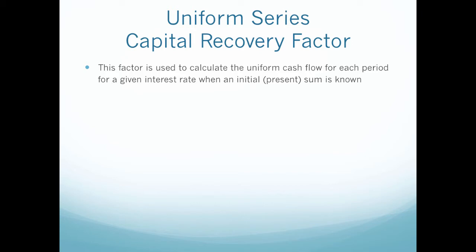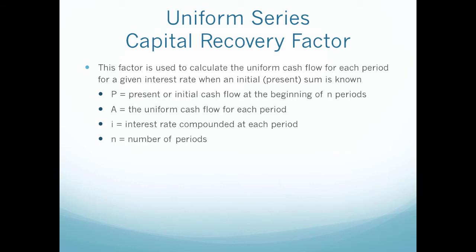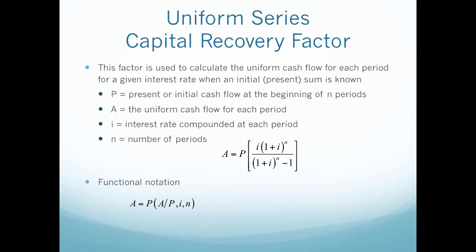What this one is, it's a factor that's used to calculate our uniform cash flow for each period given a present sum or an initial sum. So I have P being my present or my initial cash flow or my principal, and A is my uniform cash flow, I is my interest rate, and N is my number of periods. So this formula looks like this, and then the functional notation looks like this, and this then being column 4 in Appendix C. So here I'm going to be looking for an A or a uniform series value given a P or a present value.